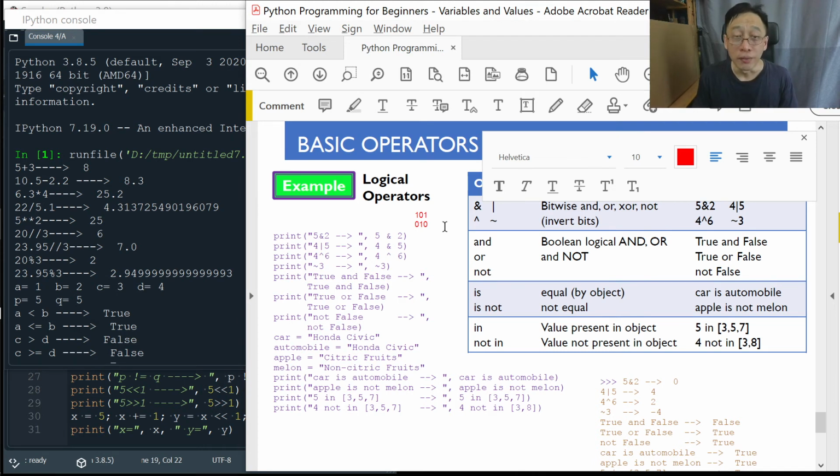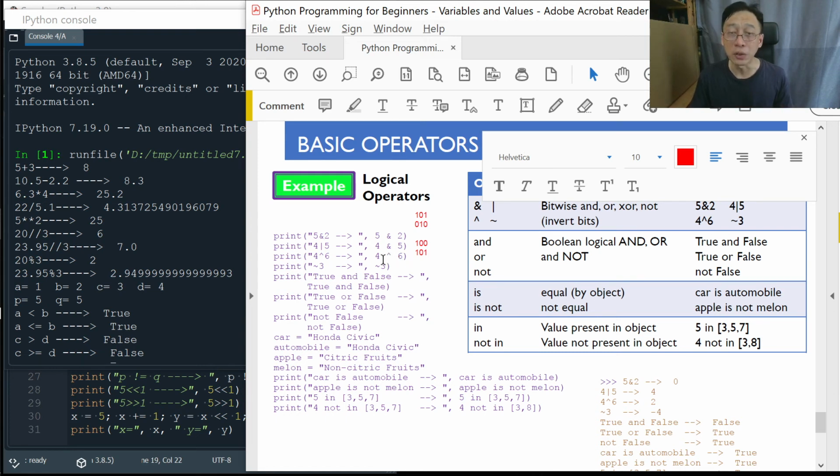Then we have 4, right? 4 has a value 100. Notice it's just 1 smaller than 5. So 4 is 100 and 5 is 101. If we perform a bitwise OR vertically, that means 1 or 1, 0 or 0, 0 or 1, like that, we'll get 101, which is 5. So 4 or 5 is 5.